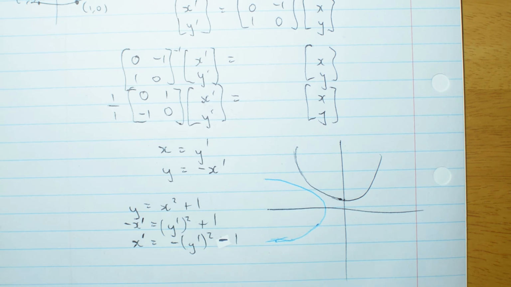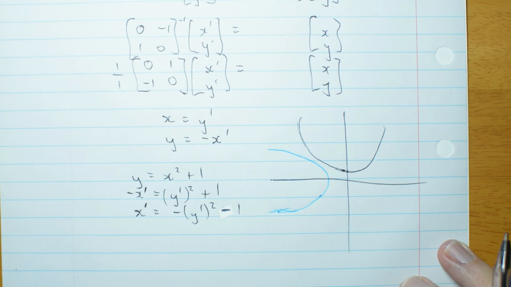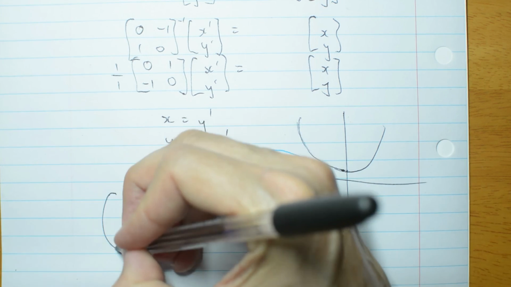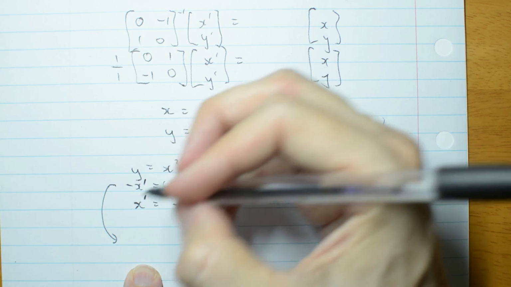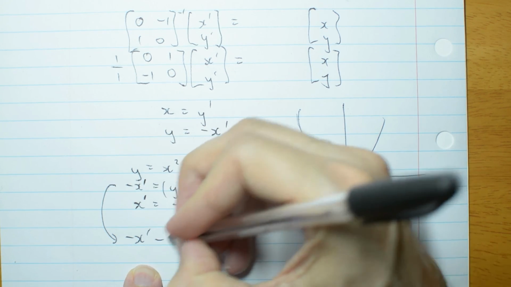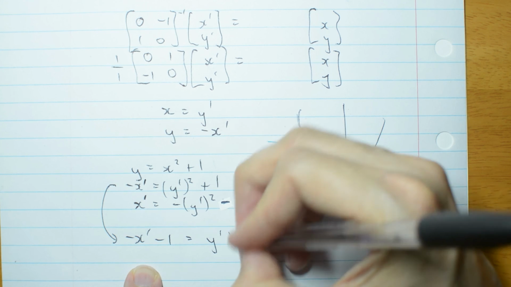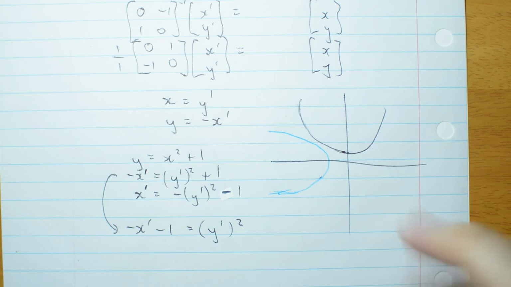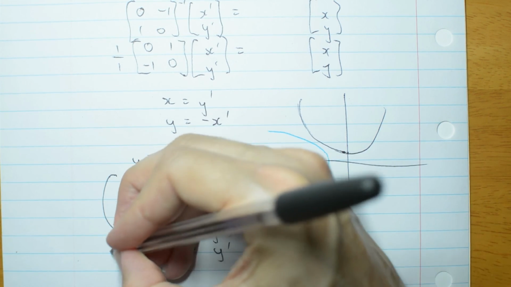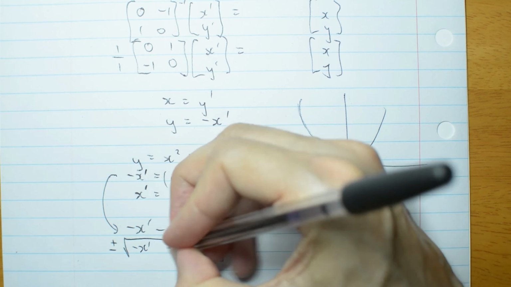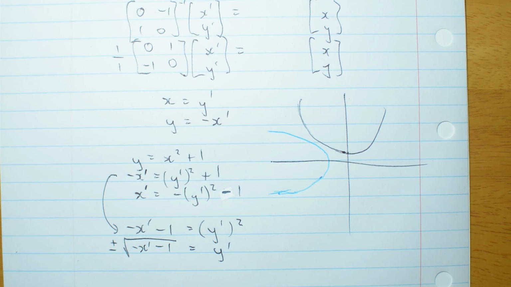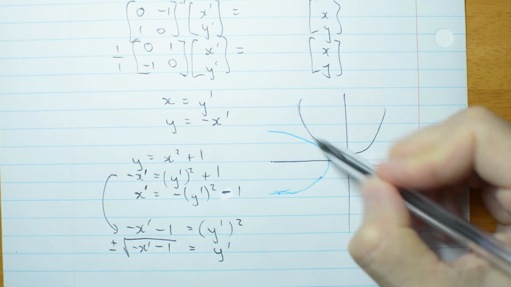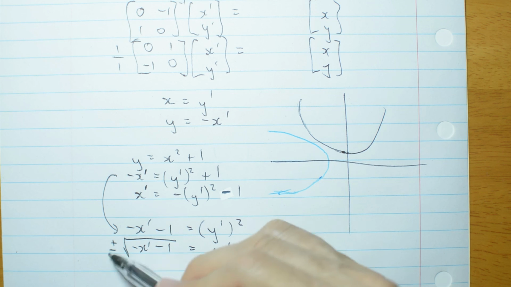Now, we don't usually write equations like this. We normally have y equals. We can write this with y equals. What we need to do is work out this. I'm going to go back to this line: negative x' minus 1 equals y' squared. And then y' is plus or minus the square root of negative x' minus 1. And that would be another way to write exactly the same thing. The positive square root is the top part, and the negative square root is the bottom part.